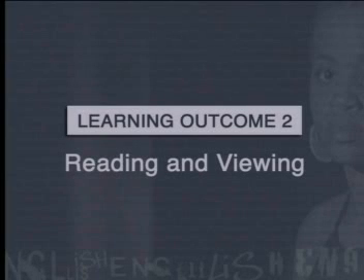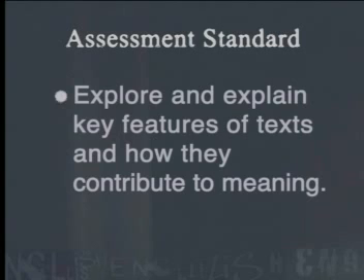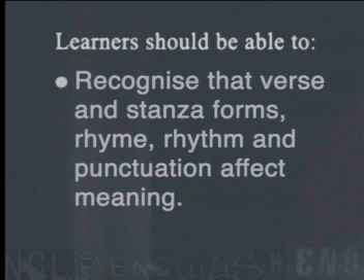The following lesson is linked to Learning Outcome 2, Reading and Viewing. It addresses the assessment standard that requires learners to explore and explain key features of texts and how they contribute to meaning. Learners should be able to recognize that verse and stanza forms, rhyme, rhythm, and punctuation affect meaning.